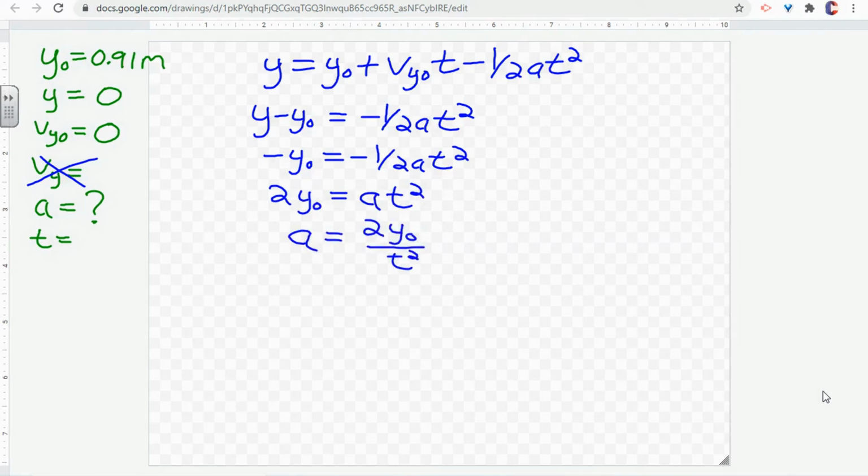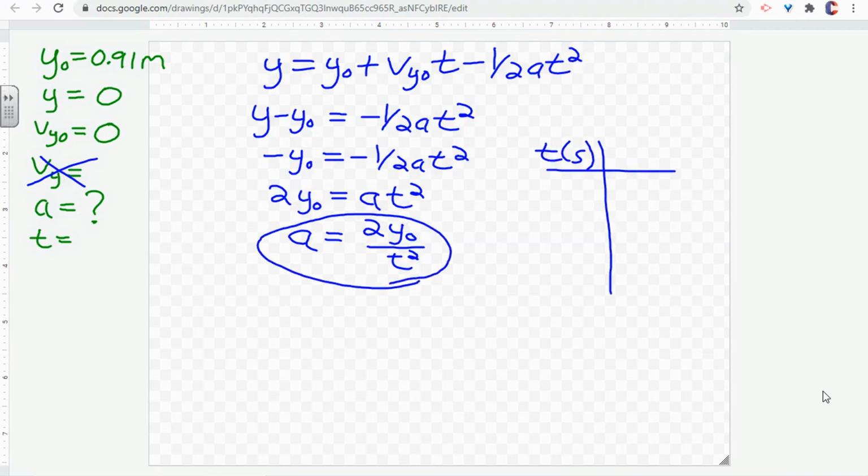So when I'm done collecting my data, I'll have a bunch of time data. What I'm going to need to do is take that time data and use this equation here to solve for the acceleration. So I'm going to convert times into acceleration, knowing that it falls 0.91 meters, and I will collect the time values in order to calculate my accelerations.